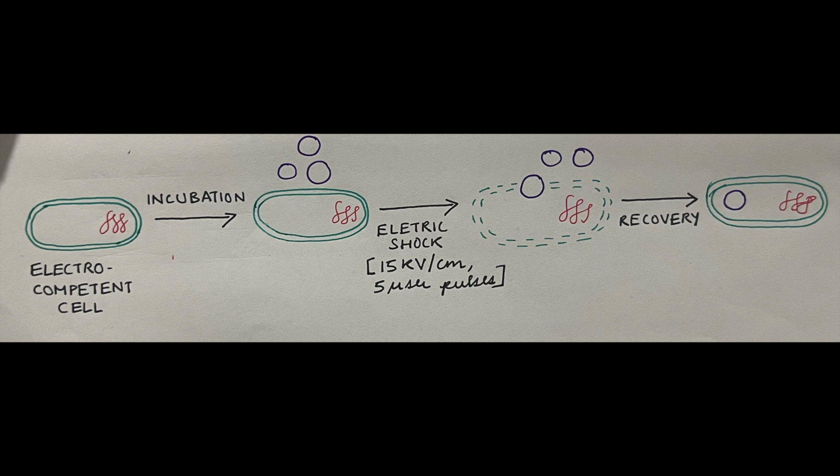Second, the cell suspension is placed between 2 electrodes. Third, a brief high voltage electric pulse is applied, causing temporary pores to form in the cell membrane. Fourth, the genetic material enters the cell through these pores. After electroporation, cells are typically allowed to recover in a suitable growth medium.